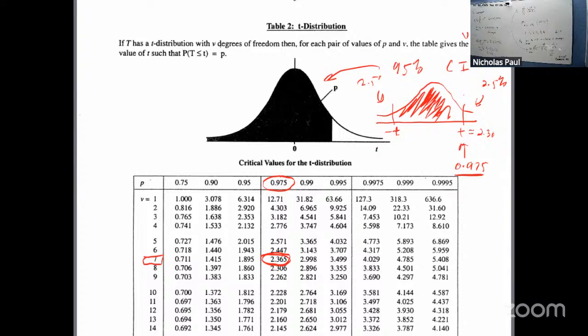So the value here is 2.365. Of course, we're doing the same thing. We're going to get x bar minus 2.365 by sigma hat all over root 10, and then plus it. Any questions?